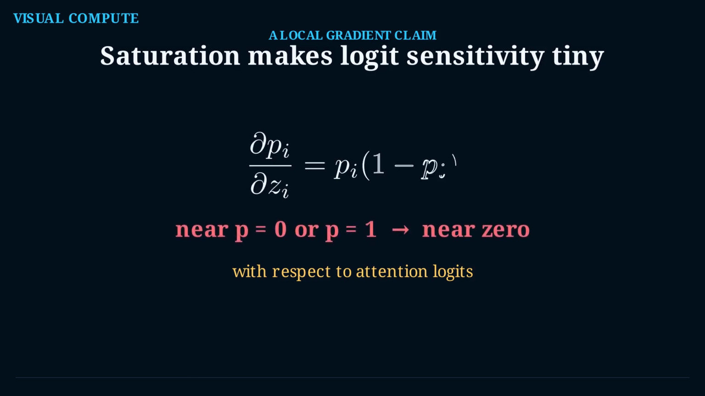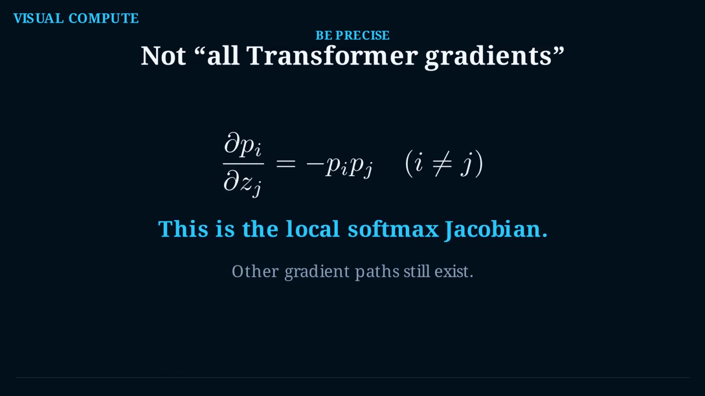The precise gradient claim is about derivatives with respect to these attention logits. For one softmax probability, the diagonal derivative is p times (1 minus p). Near 0 or 1, that derivative is tiny. Cross derivatives are minus p_i times p_j, which are tiny as well when the distribution is saturated. This does not mean every gradient everywhere in a transformer vanishes. It identifies one local sensitivity problem at the attention softmax.